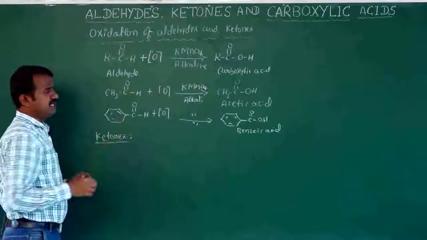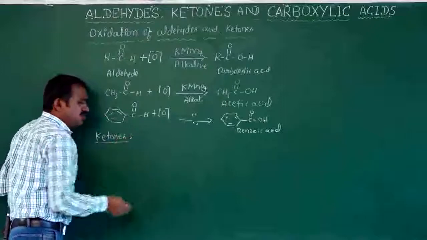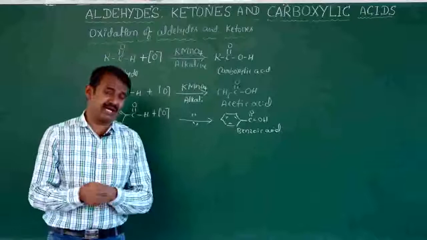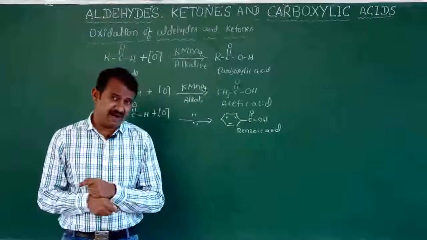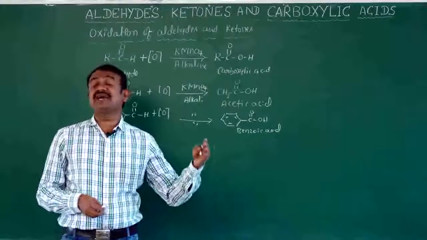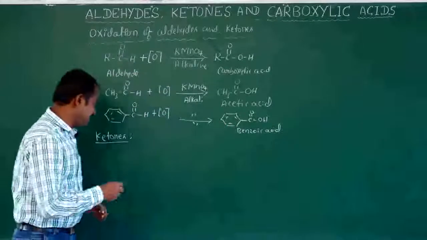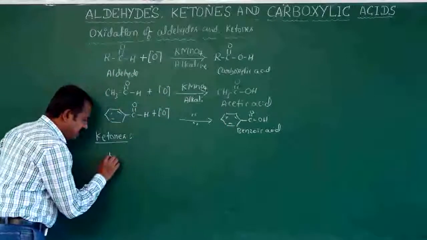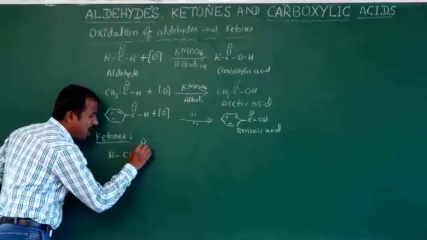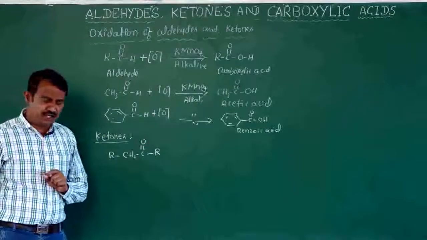Oxidation of ketones means that when a ketone is oxidized with potassium dichromate or sodium dichromate in acidic media, you get a carboxylic acid containing a lesser number of carbons. Lesser number of carbons means, suppose I write the general formula RCH2COR. This is the general formula of ketones.